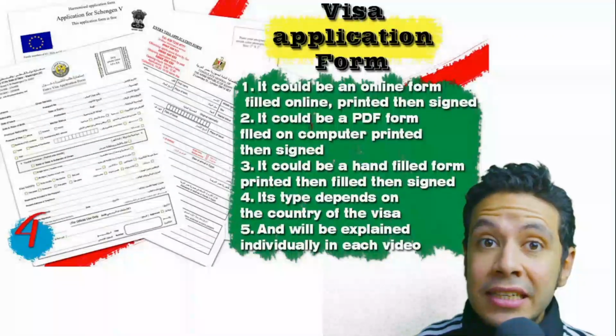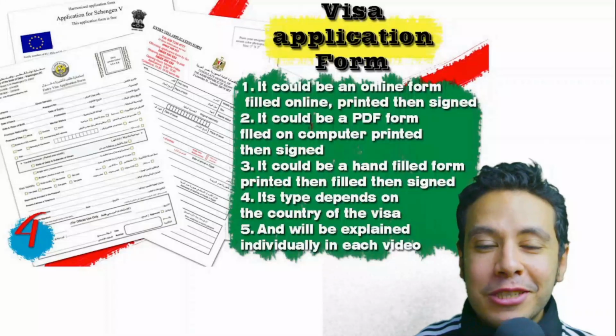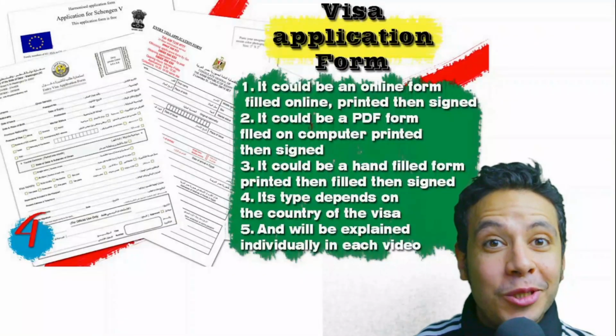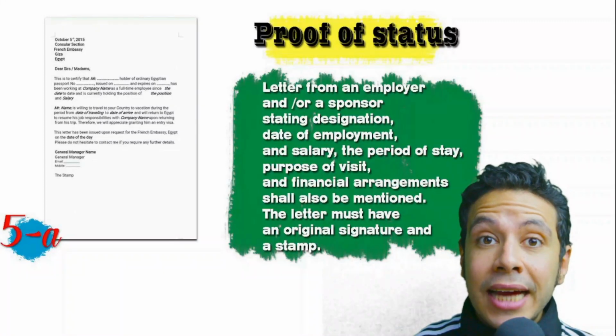So you can fill the application form online, and after that you can print it and sign it. Anyway, for the application form, you just fill it as we do in the video. In most of the visa application processes, you will be required to provide a proof of status.